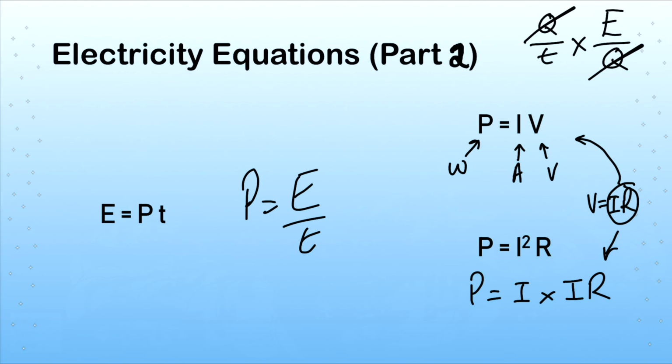In this case, we have power again, which is in watts. We have I, which is in amps, and we have R, which is in ohms. And that's our electricity equations.